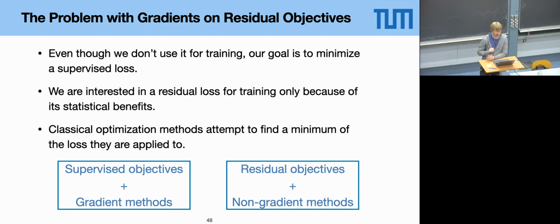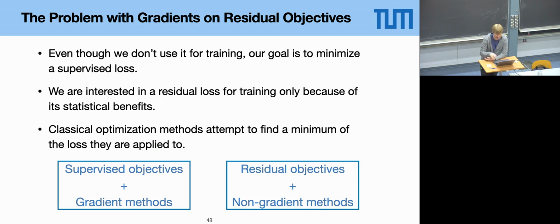Classical optimization methods find the minimum of the loss that they are applied to. So it's completely fine to use them for supervised learning, because there the loss that you're interested in and the loss that you compute updates on are one and the same. But for residual objectives, we are not interested in finding the minimum of the residual objective. We are still interested in the supervised loss, and this is why we need a non-gradient method, in order not to find a point we're not interested in.